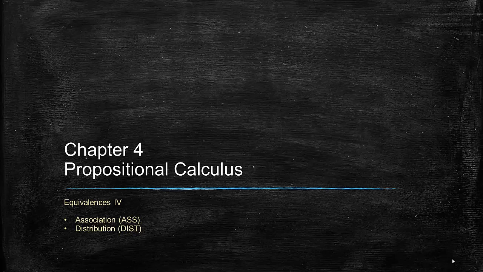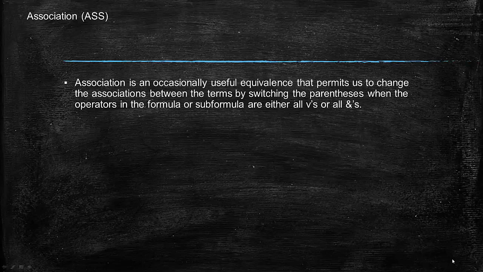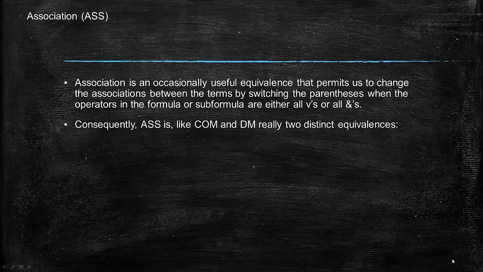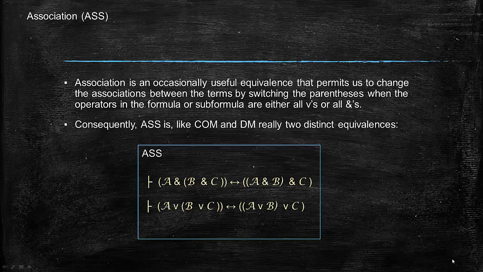All right, let's talk about two more equivalences that you may or may not want to memorize. Association is an equivalence that essentially allows you to reassociate specific kinds of propositions, and specifically they're the kind that are a conjunction of conjunctions or a disjunction of disjunctions. So in the first form, you have A and (B and C), where B and C are grouped together, and it essentially allows you to just redistribute the parentheses.